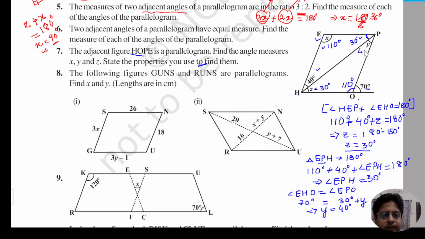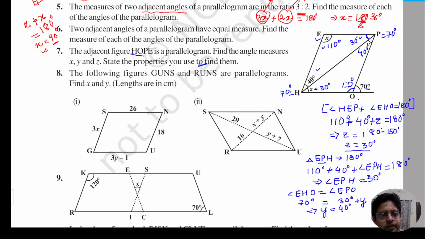So total this angle is 70 degree, and opposite to this angle, that is H, is also equal to 40 plus 30, that is 70 degree. Angle O we found 110 degree, and angle E is also 110 degree. So opposite angles are equal, and sum of adjacent angle is 180 degree, or adjacent angles are supplementary. Thus, we just solved this question number 7.